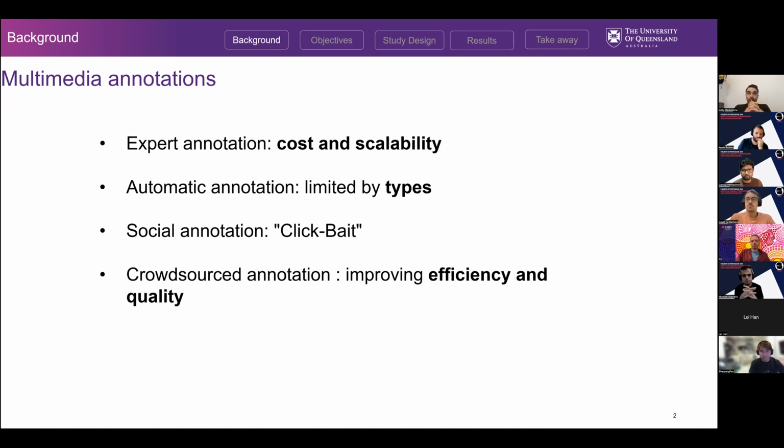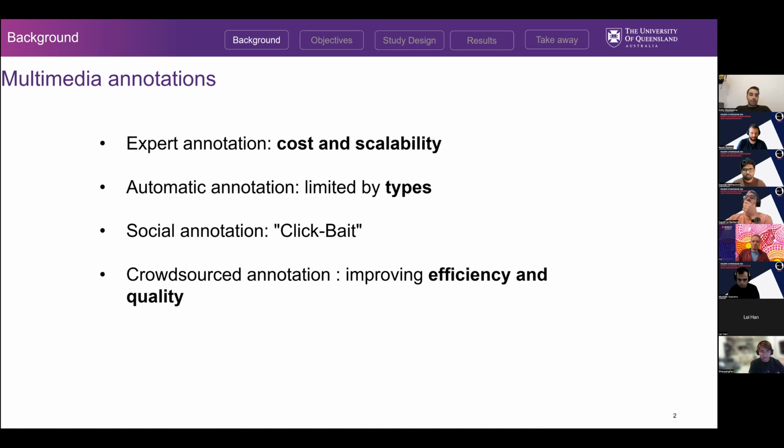The first one is to get annotation from experts, but expert annotation is limited by cost and scalability. Also, some research found the understanding of experts is different from that of normal people. Another popular method is using machine learning to get annotation from the video. But the drawback of machine learning is that it is limited by type. Normally, machine learning can only tag the objects or actions in the video.